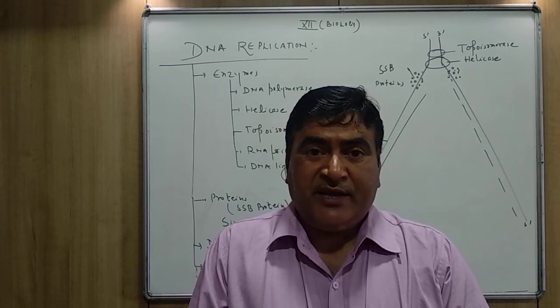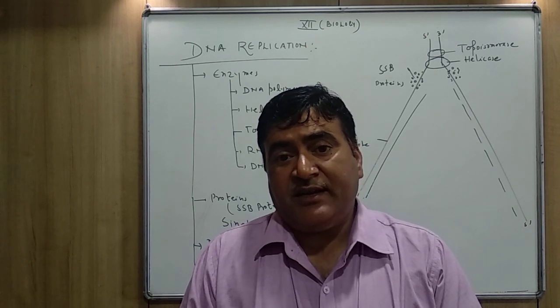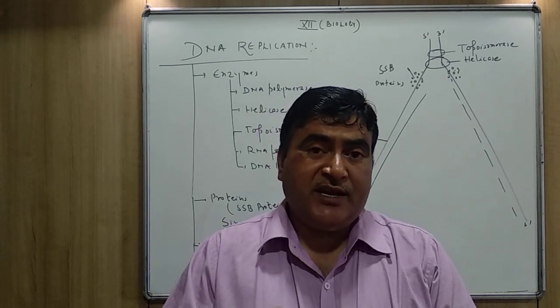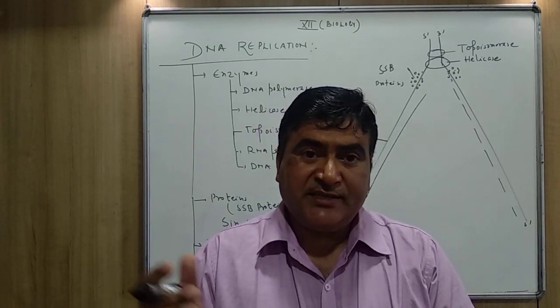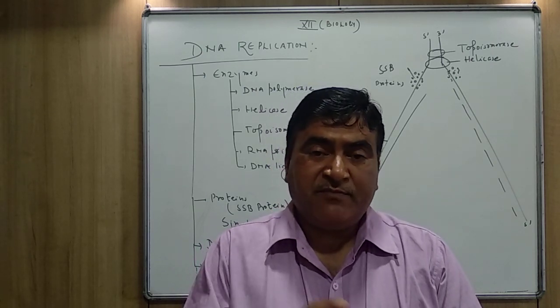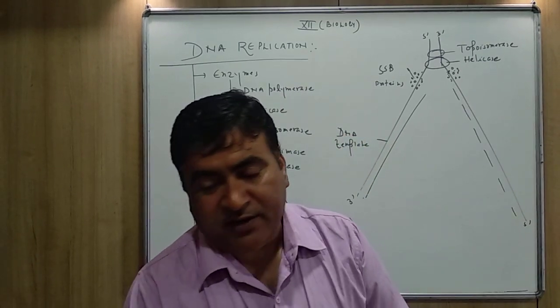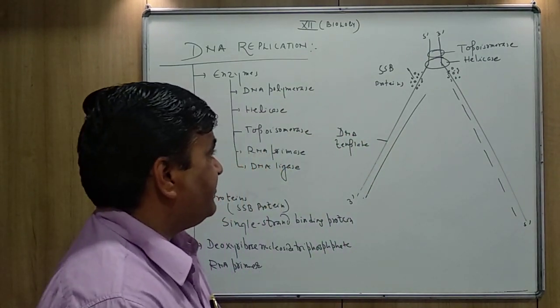So how many roles does DNA polymerase have? There are two roles. First, it helps in the process of DNA polymerization, that is, the addition of nucleotides as per base complementary rules, and second, it also helps in the process of proofreading.